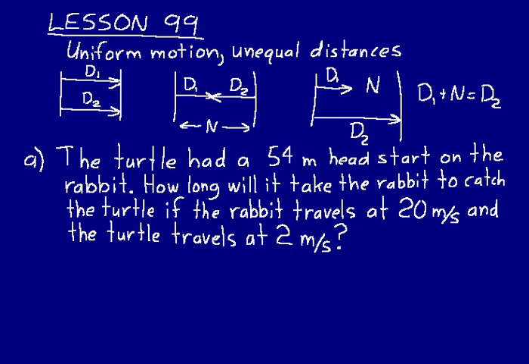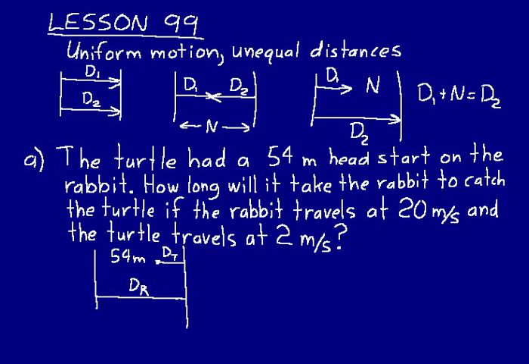Okay, so let's just think about information that they've given us here. We know that the turtle had a 54-meter head start on the rabbit. So if we think about like a race, there would be a starting line, and the turtle is going to start up here, 54 meters ahead of the rabbit. Now, the turtle's going to start moving, and then the rabbit's eventually going to catch up with the turtle. So they'll end up at the same spot. And so this distance here, we'll call that d subscript t for turtle, and this is the distance that the rabbit traveled.